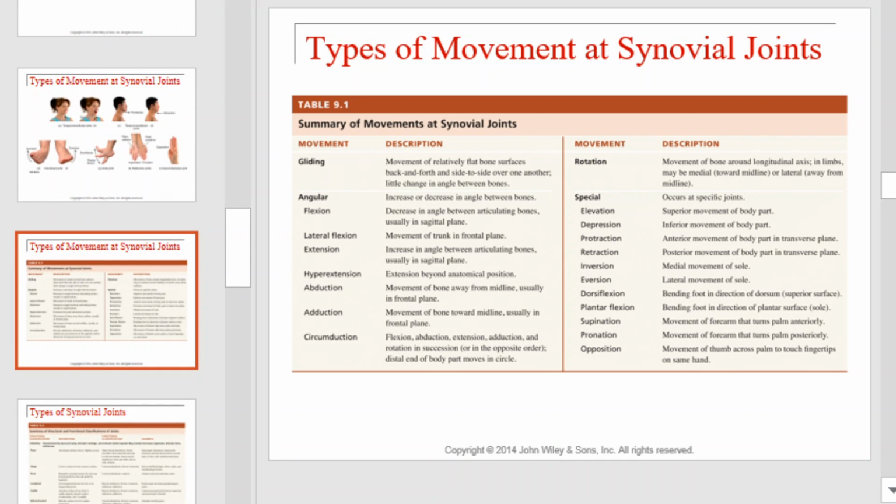This table will provide you with a summary of the movements at synovial joints. Each movement type is listed with its description. Again, be sure to familiarize yourself with each movement type and exactly what's occurring.